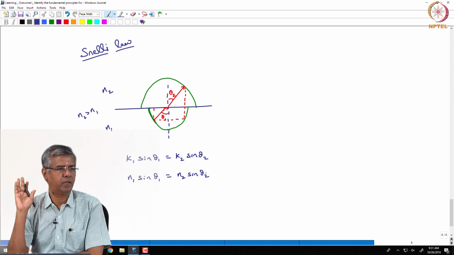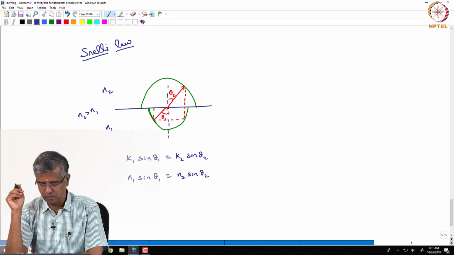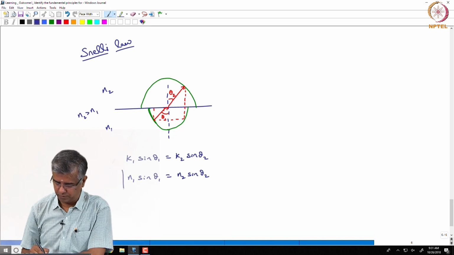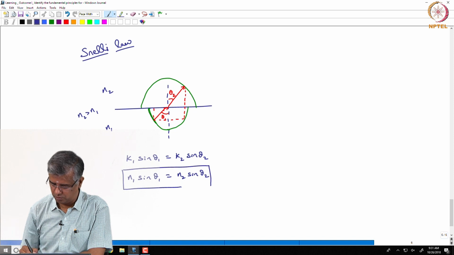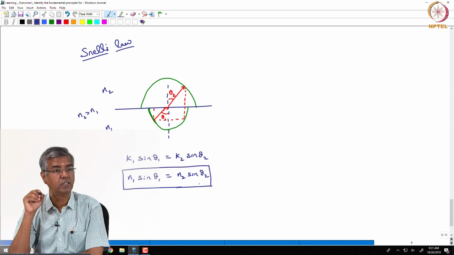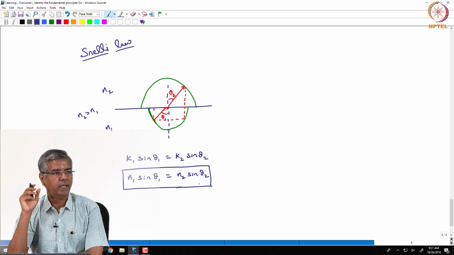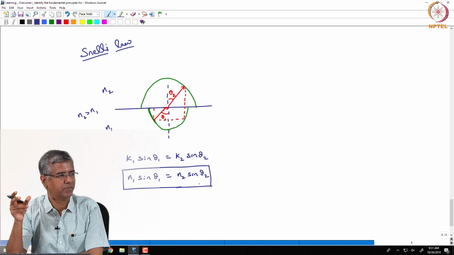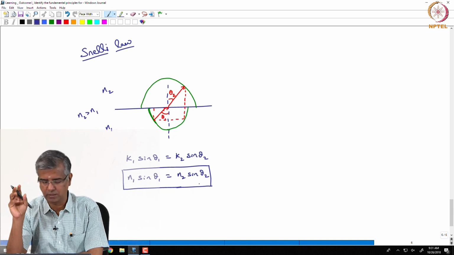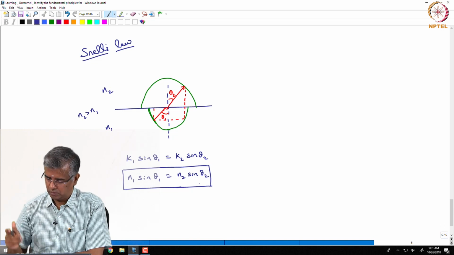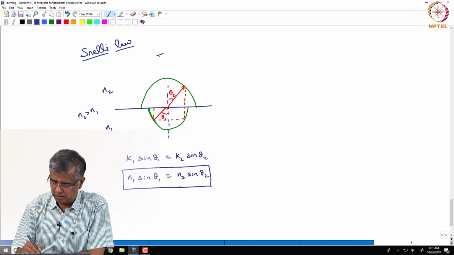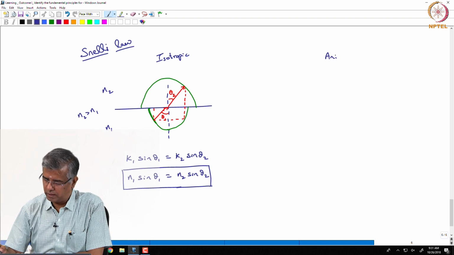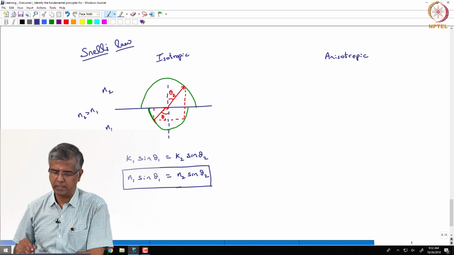That is the Snell's law that we took up right up front. I said this is what we use across interfaces separating isotropic material, right. So, this is isotropic material. Now, consider the same for an anisotropic material.